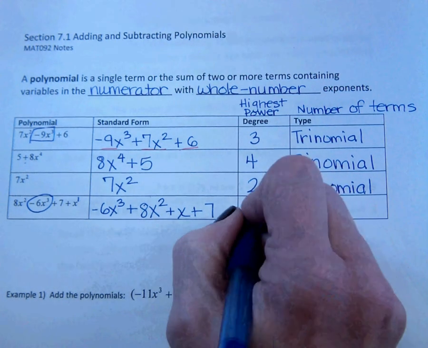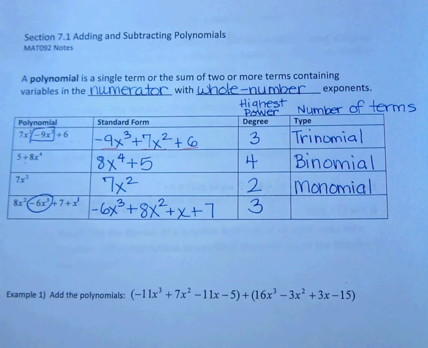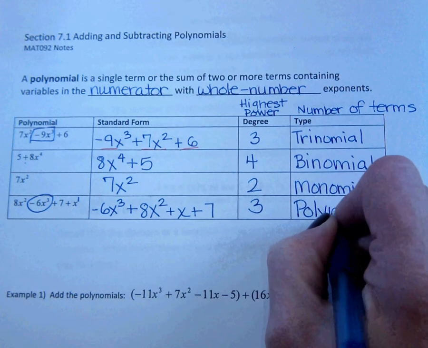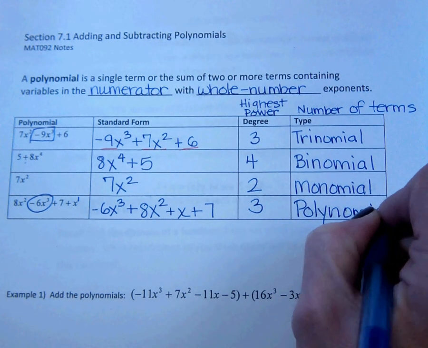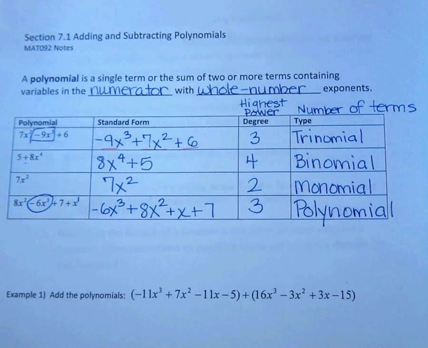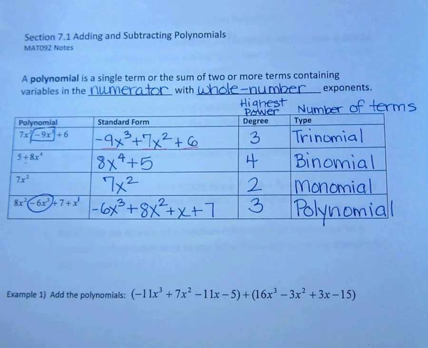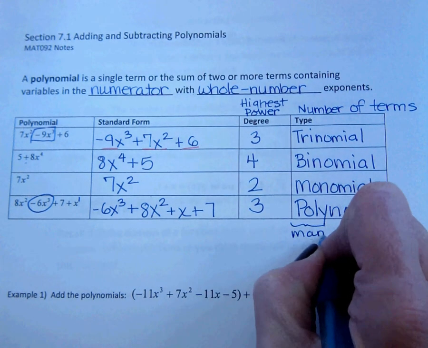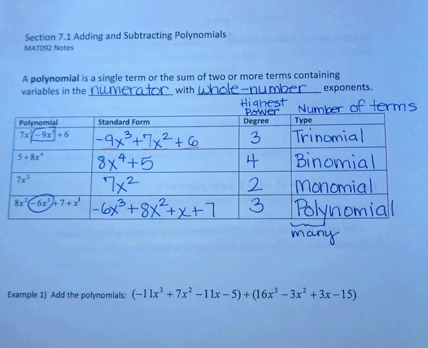The degree, remember, is the highest power, so the 3 is the highest exponent. Now, this has 4 terms. Anything beyond 3 terms, we just call it a polynomial. So there's monomial for 1, binomial for 2, trinomial for 3, and anything beyond that is just poly. The prefix poly means many, so that just means many terms. All right, those are some examples of polynomials.